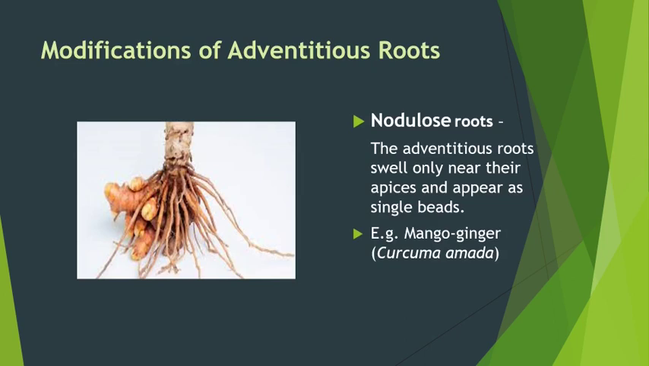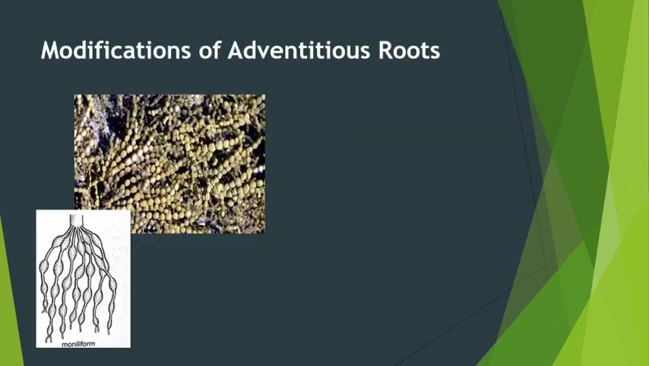In Marathi, we call it ambe halad, or in Hindi we call it ambe haldi. It has adventitious roots. Nodules arise and they store food. Okay, so ambe halad, mango ginger, Curcuma amada has nodulous roots. It is different from Curcuma domestica. I will teach you Curcuma domestica later in the next video.